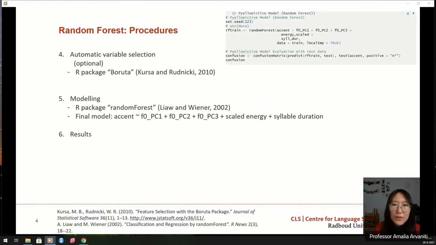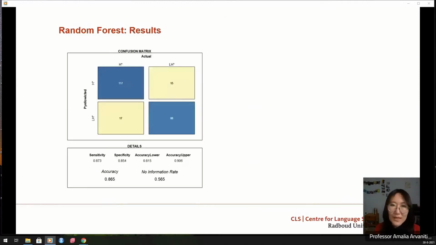Because we didn't do that, we did step 5 directly, which is the modeling. For random forest modeling, we used the randomForest package in R. The final model we had included all of our variables of interest. And the results are easier to understand if we plot them in the confusion matrix. So basically how many high stars we got right and how many low-high stars we got right.